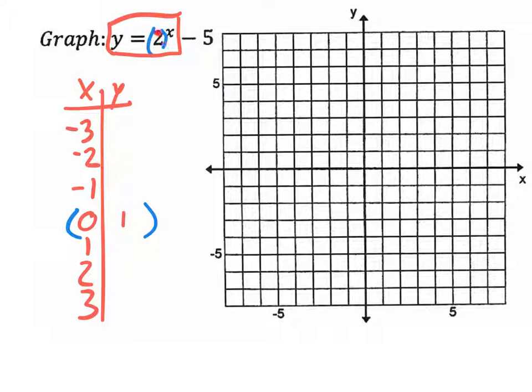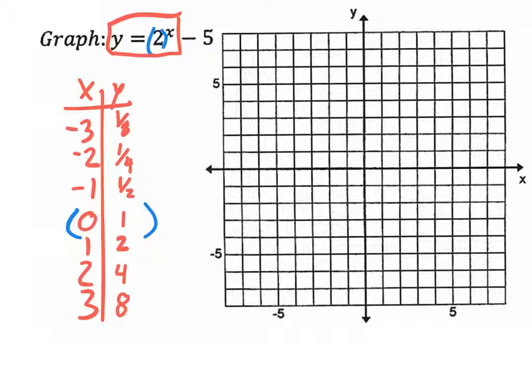And I could use the growth factor to get the rest of my outputs. The growth factor is 2. The base is 2. So that output of 1, if I multiply it by 2, I'll get the next output, 2. And then if I multiply it by 2, I'll get the next output, 4. If I multiply it by 2, I'll get the next output, 8. Make sense? So again, I could use the base 2 to find the next outputs because the inputs are in order. 1 times 2 is 2, 2 times 2 is 4, 4 times 2 is 8. Going backwards, it'd be the reciprocal, which is multiplying by half. 8 times half is 4, half of 4 is 2, half of 2 is 1, half of 1 is 1/2, and then 1/4, and then 1/8.